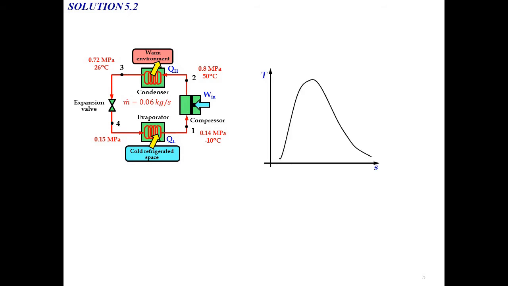State number 2, after the compression process, the pressure is 0.8 megapascal. The temperature is 50 degrees Celsius. After the heat rejection process in the condenser, the pressure dropped to 0.72 megapascal with a temperature of 26 degrees Celsius. After the throttling process, the pressure dropped to 0.15 megapascal. So these are the data given in the question. The question also gives you the value of mass flow rate, because later on you need to calculate the rate of Q, the rate of work, and so on, where m dot equals 0.06 kilogram per second.